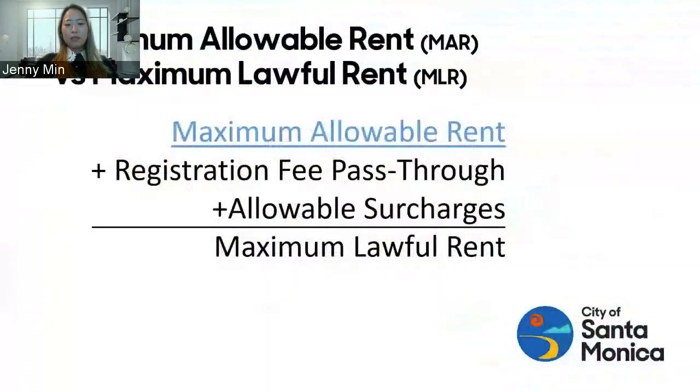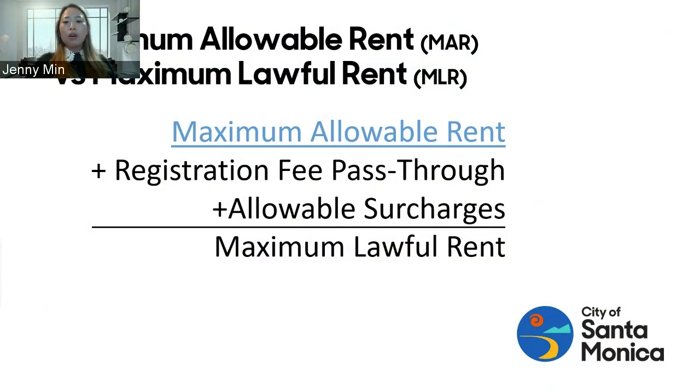Next slide, please. So we'll be going over two terminologies that will be very useful for you to understand, to be able to understand what your lawful rent is. So we have to understand the maximum lawful rent and the difference between the maximum allowable rent and the maximum lawful rent.